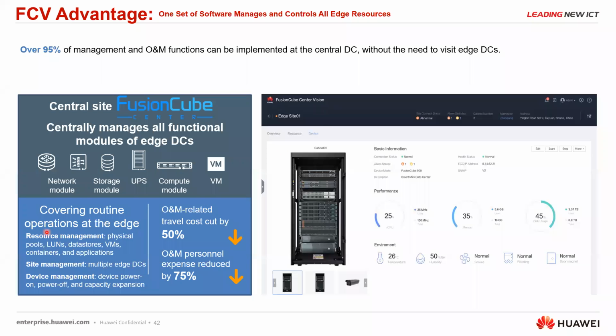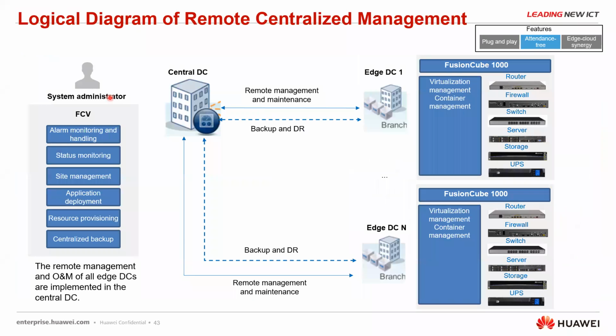You can see here, it is giving you the viewpoint for all the components on your edge network. Maybe the network module, the storage module, the UPS, the compute, even VMs. All these components are under the control of the Vision. And you can see it can reduce your O&M by 50%, and expenses for travel can also be reduced by approximately 75%.